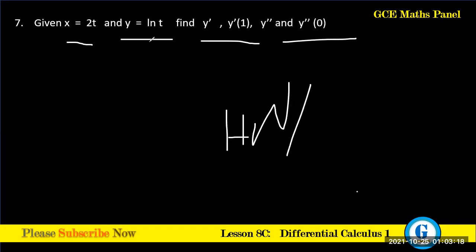You know that when you differentiate in t, dy/dt here is equal to the derivative of this core, which is 1, over the function itself, over t. So dy/dt is equal to 1 over t. So I hope you can look for y prime of 1, y prime prime, and y prime prime of 0. Okay.